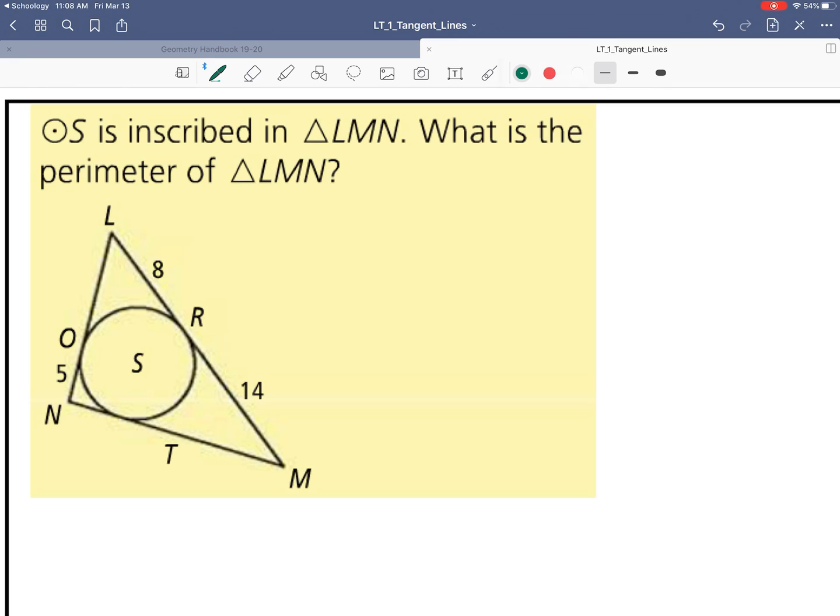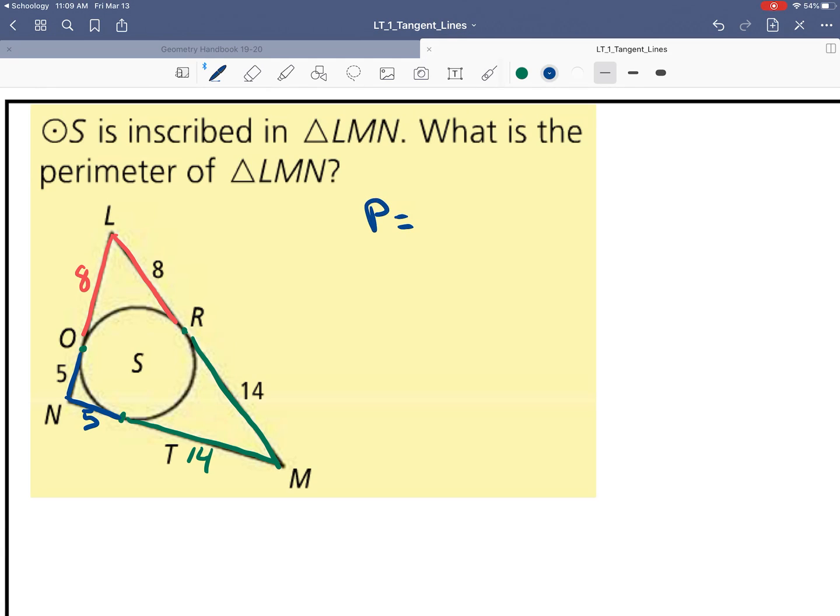Circle S is inscribed in triangle LMN. What is the perimeter of LMN? So, we know that these are points of tangency here. If this is a length of 14, then this will be a length of 14. If this is a length of 8, then this will be a length of 8. And if this is a length of 5, then this is a length of 5.